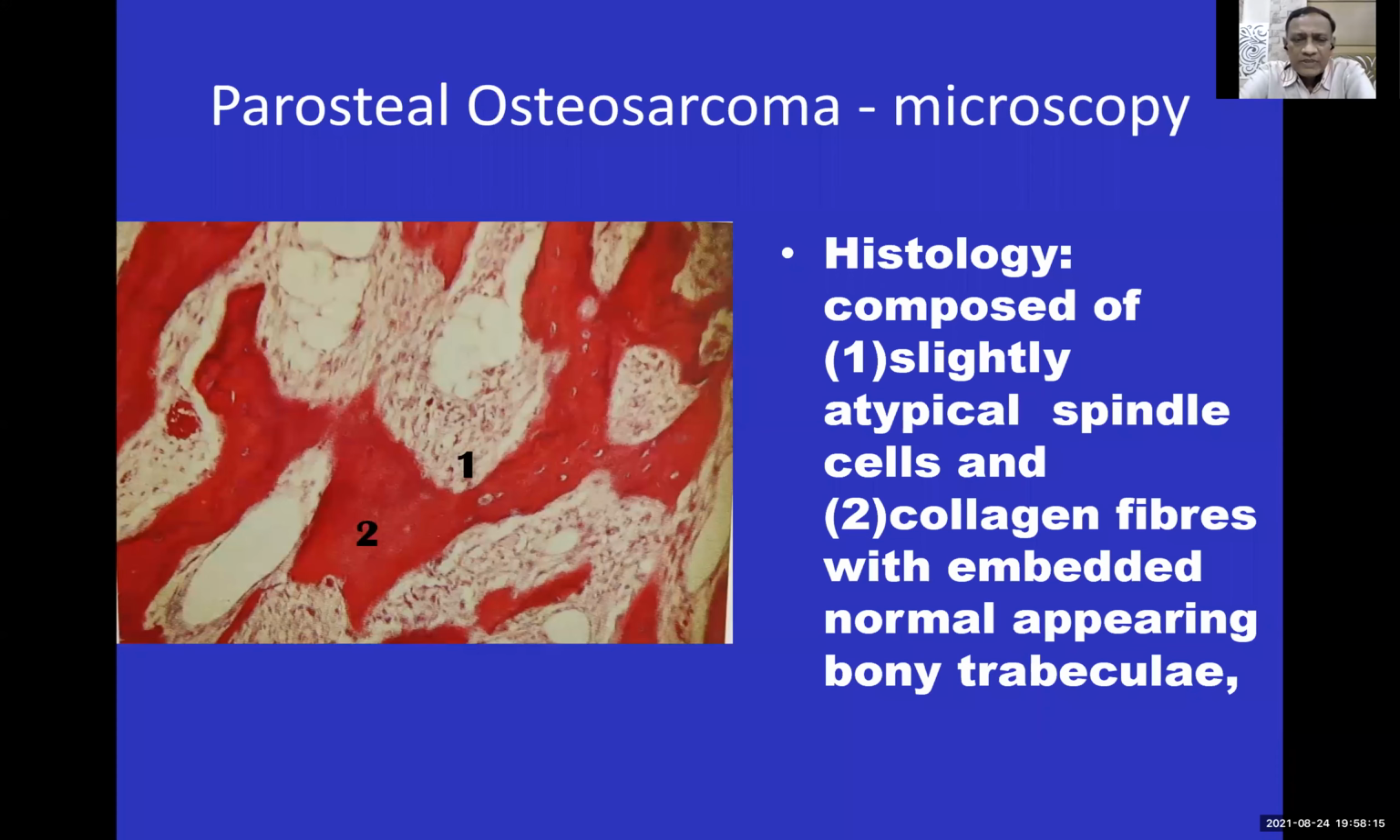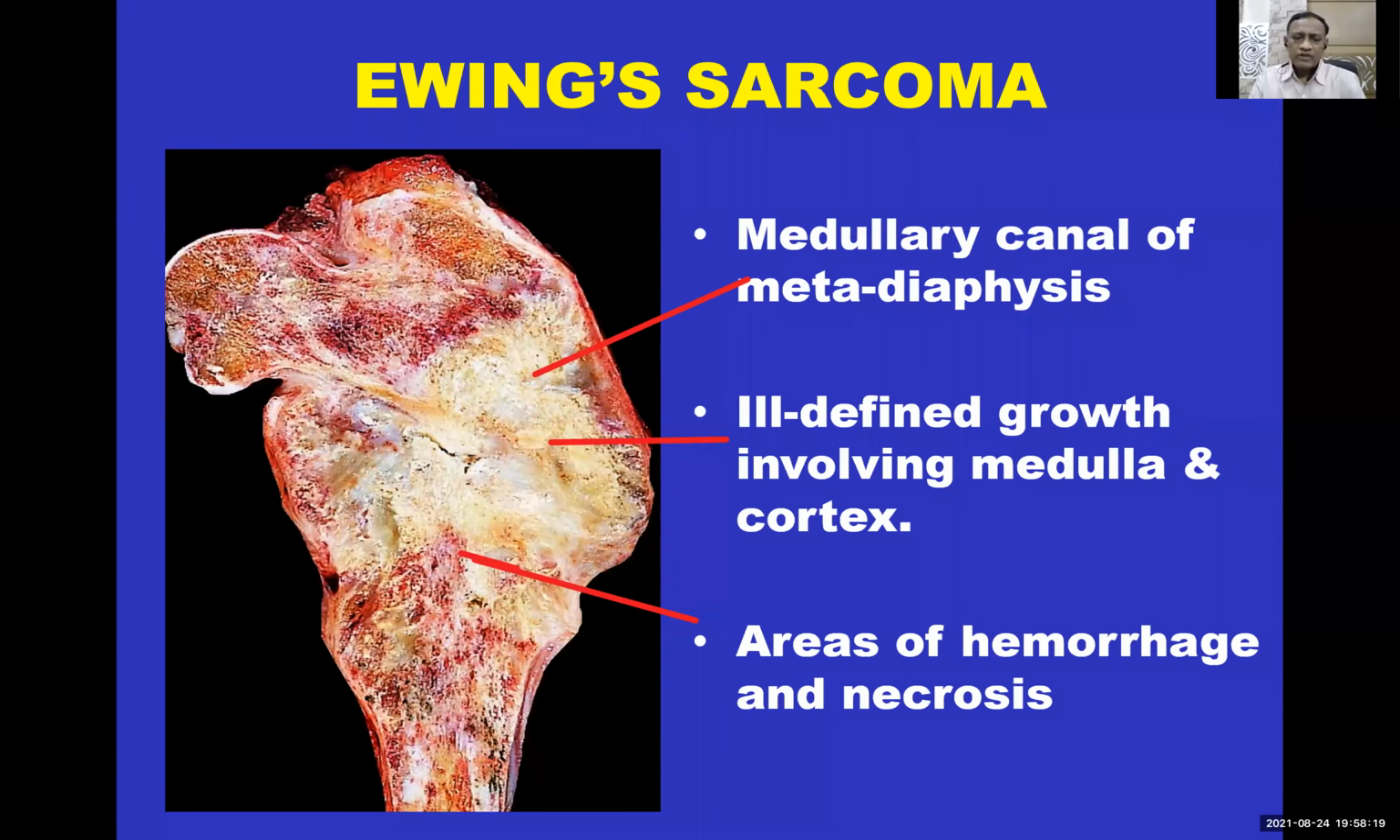The next specimen is Ewing sarcoma. This is a tumor arising usually from the diaphysis or sometimes from the metaphysis. This is the medullary canal of the metaphysis. There is an ill-defined growth involving the medulla and cortex. There are areas of hemorrhage and necrosis.